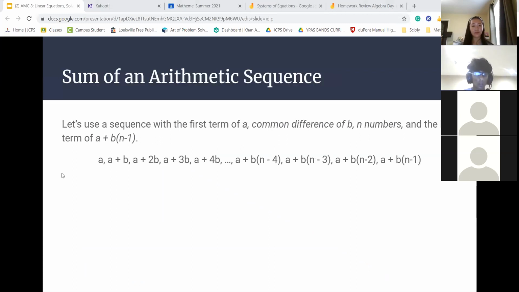So the sum of an arithmetic sequence. So let's use a sequence with the first term of a, a common difference of b, n numbers, and the last term of a plus b times n minus 1.